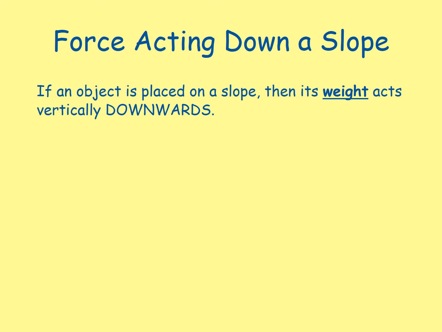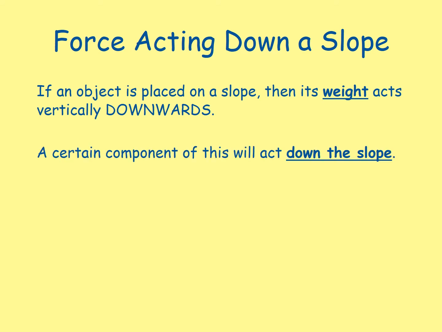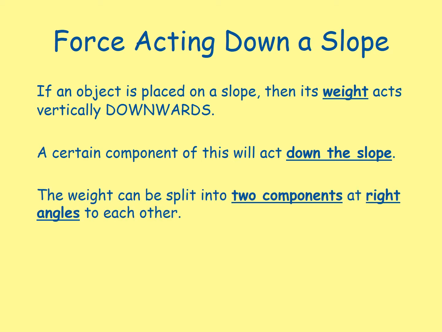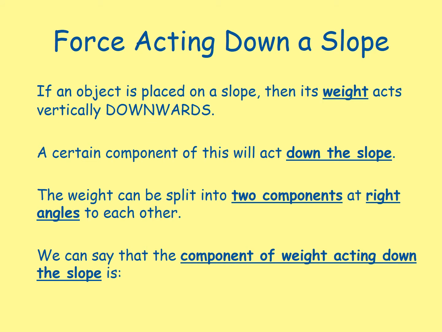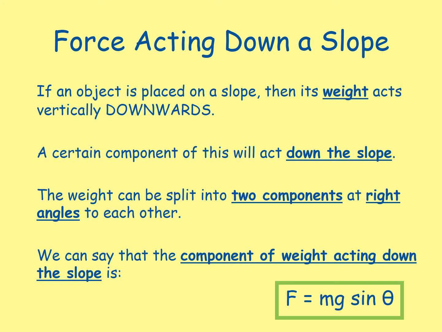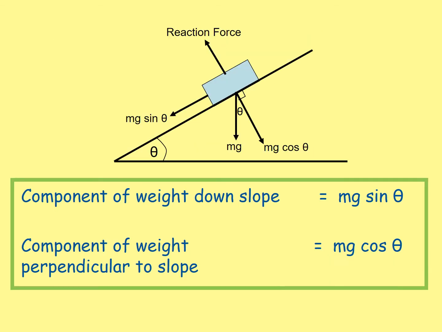If an object is placed on a slope, then its weight acts vertically downwards. A certain component of this will act down the slope. The weight can be split into two components at right angles to each other, and we can say that the component of weight acting down the slope is F equals mg sine theta. Here's a little diagram where the component of weight down the slope is mg sine theta, and the component of weight perpendicular to the slope is mg cos theta.